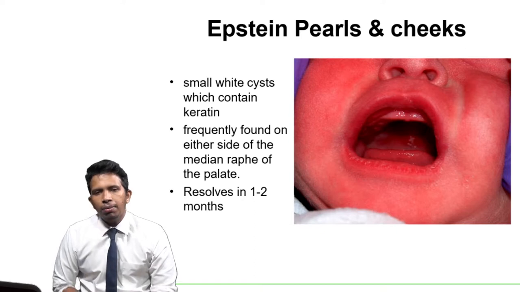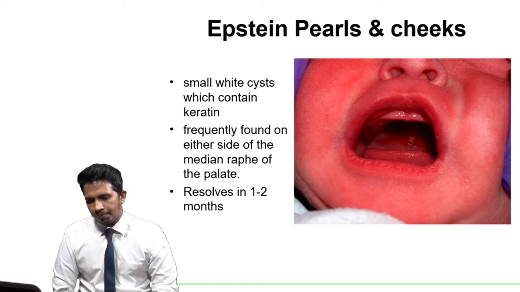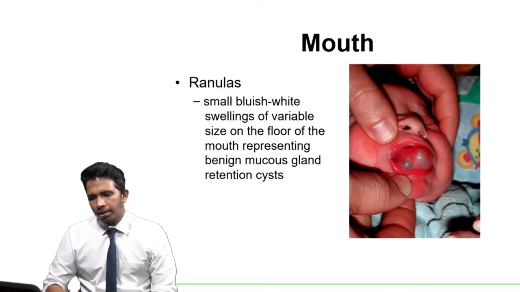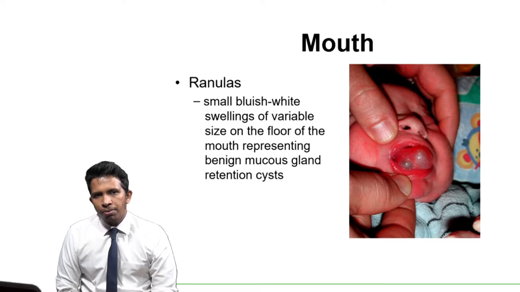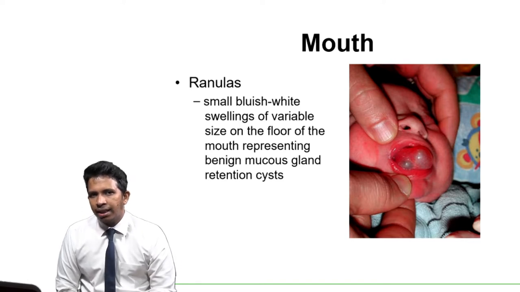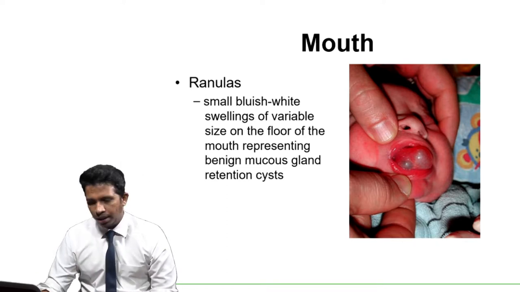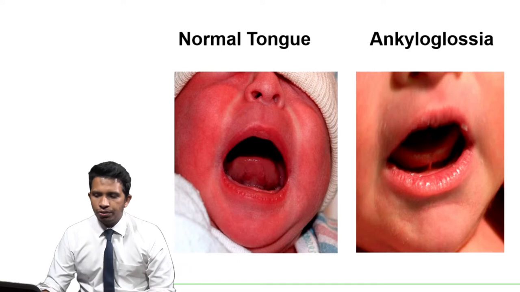Then these children sometimes might have a condition called Epstein pearls, where you see white cysts which contain keratin being deposited on the palate, and it resolves in 1 to 2 months. Sometimes a child could have something called a ranula. A ranula is a small bluish-white swelling on the floor of the mouth. It's just a cyst, a collection of fluid from the mucous glands. Again, benign, but it has to be removed.